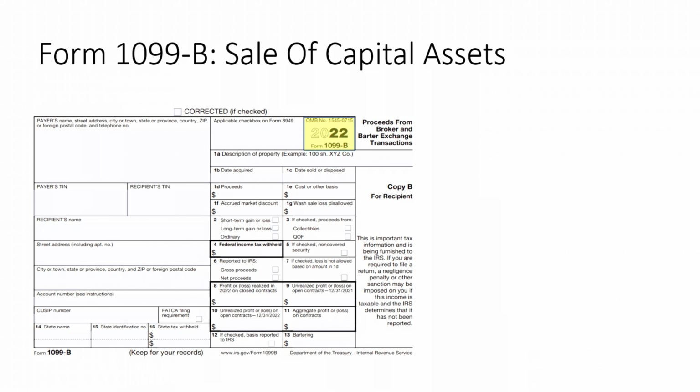Box 1G is going to apply to wash loss sales. And what this means is if I were to have sold Apple stock for, let's say, a loss, for example, I bought it for $1, sold it for $100, I would have a $99 loss. And then if within 30 days I buy Apple stock again, those wash loss sales, the $99 would generally be disallowed. And that's what a wash loss disallowance is.